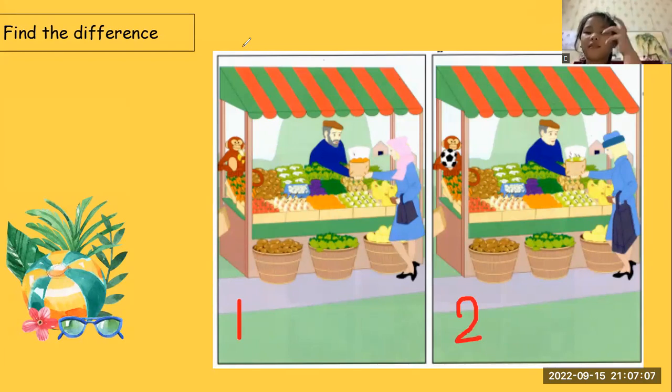Hello, Elsa. Hello, I cannot hear you. I told you to circle and find the differences in picture one and two and tell me about it. Do you understand? Yes. Okay, you can start now.